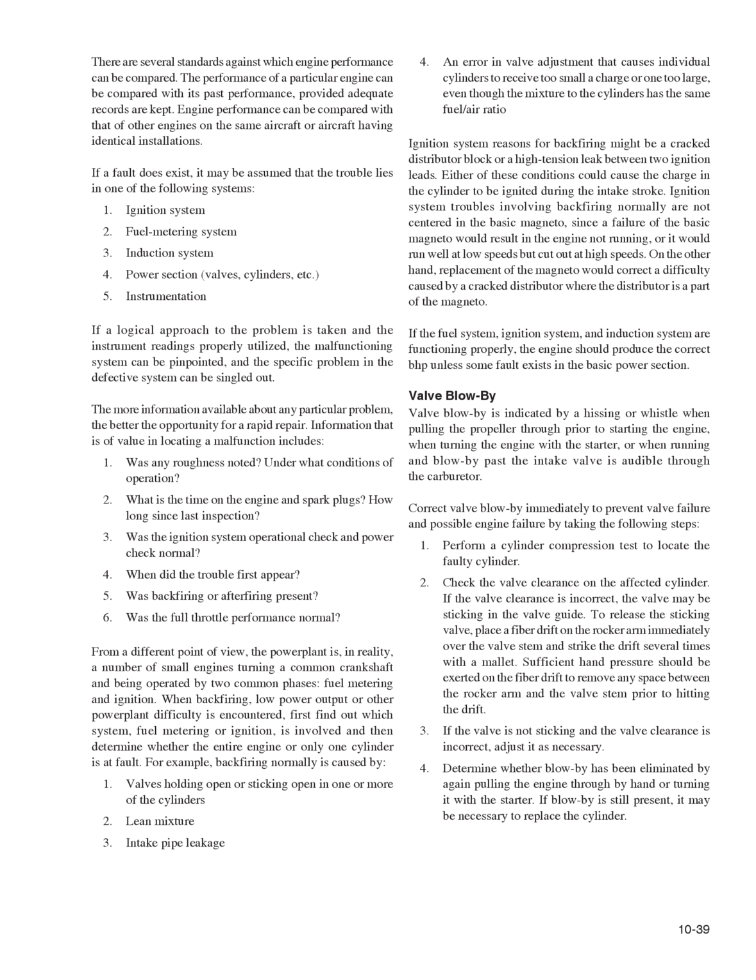If the valve clearance is incorrect, the valve may be sticking in the valve guide. To release the sticking valve, place a fiber drift on the rocker arm immediately over the valve stem and strike the drift several times with a mallet. Sufficient hand pressure should be exerted on the fiber drift to remove any space between the rocker arm and the valve stem prior to hitting the drift. 3. If the valve is not sticking and the valve clearance is incorrect, adjust it as necessary. 4. Determine whether blow-by has been eliminated by again pulling the engine through by hand or turning it with the starter. If blow-by is still present, it may be necessary to replace the cylinder.